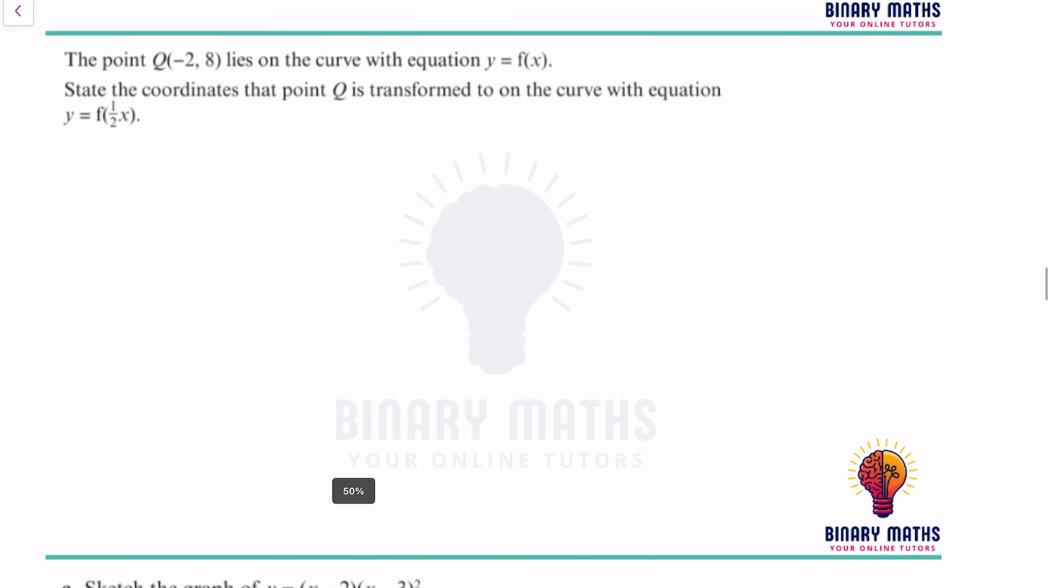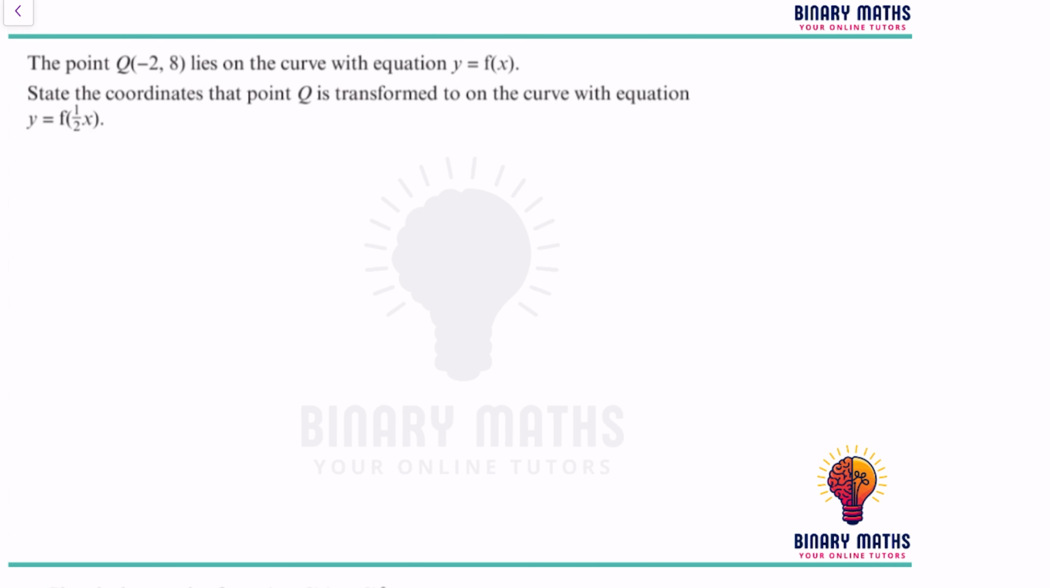The next question, the point Q(-2, 8) lies on the curve with equation y is equal to f of x. State the coordinates that point Q is transformed to on the curve with equation y is equal to f of half x. So f of half x, because half x is inside the bracket, it's a stretch by scale factor. The reciprocal of a half is 2, and parallel to the x-axis because it's inside the bracket, sorry. So parallel to the x-axis.